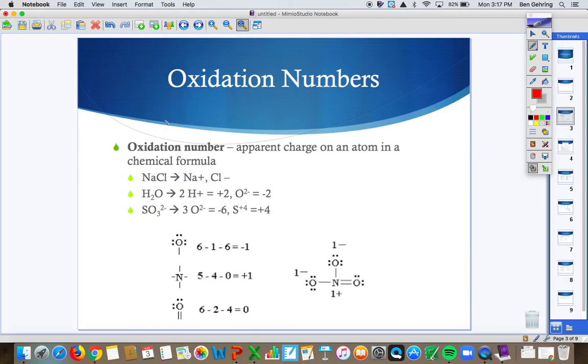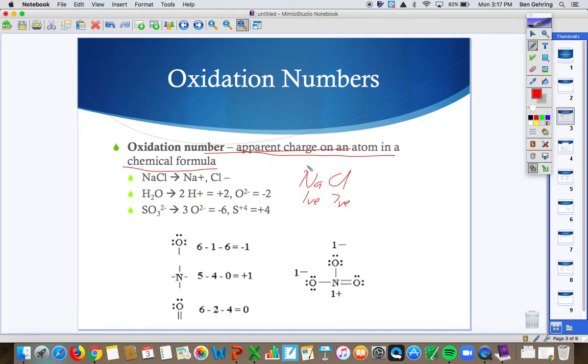First, a reminder: oxidation number is the apparent charge on an atom in a chemical formula. For example, I have sodium chloride here. Sodium chloride is neutral, Na and Cl, but each of these is an ion, which means that they have a charge. In this compound, chlorine has 7 valence electrons. Sodium has 1 valence electron. The goal is to get to 8 or 0.